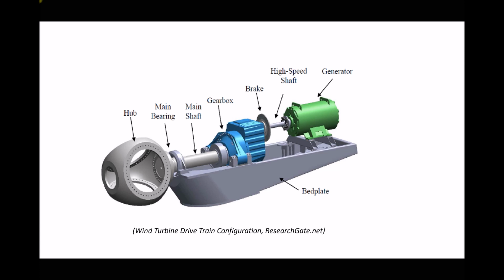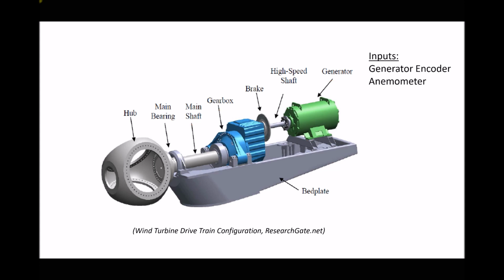We have the hub on the left-hand side connected to the main shaft. We have the main shaft providing an input to our gearbox, and the output to the gearbox is the high-speed shaft, which turns the rotor within our generator. Now what we've just said is that we want that generator to rotate at 1550 RPM.